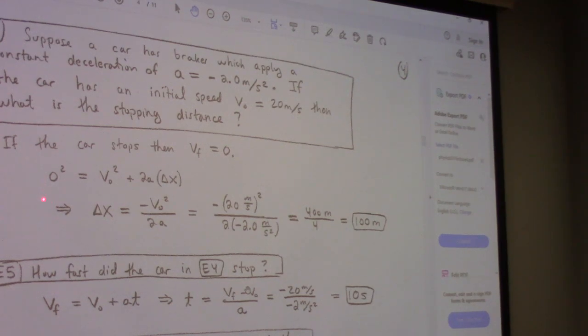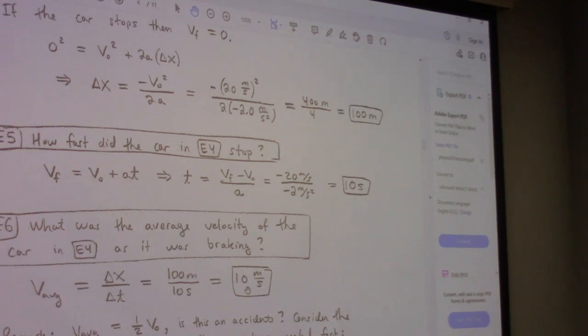So we have the final velocity is 0. The initial velocity is 20. The acceleration is minus 2. We're interested in delta x, so solve for it. 100 meters, right? It doesn't have to be hard. It's just mostly me writing in here that makes it hard, right? Because it's hard to write everything I write, isn't it?